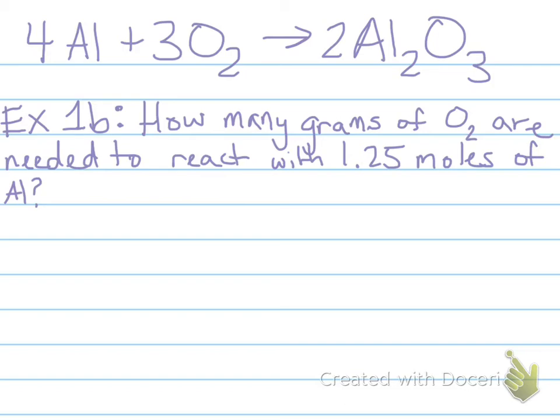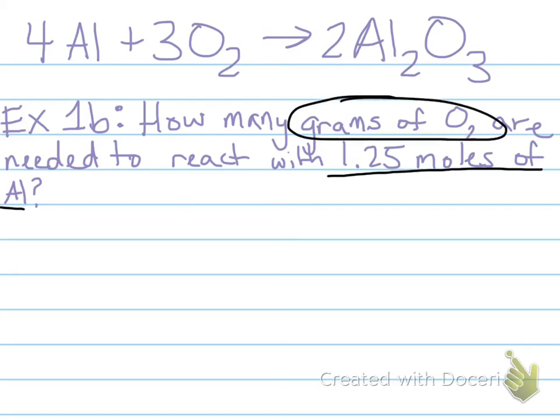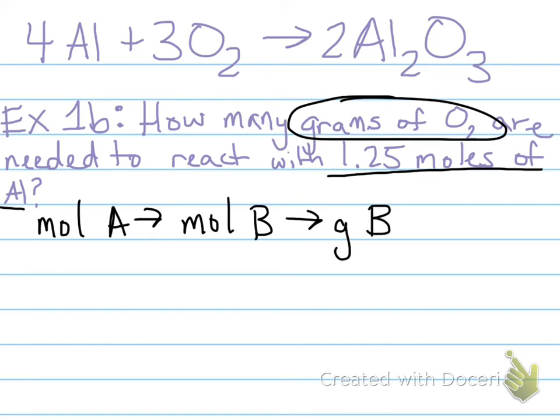So 1B says how many grams of oxygen are needed to react with 1.25 moles of aluminum. So in this problem, our given is our moles of aluminum, and our unknown is our grams of oxygen. So we're going to be using path 2, where we go from moles of A into moles of B, and then into grams of B.